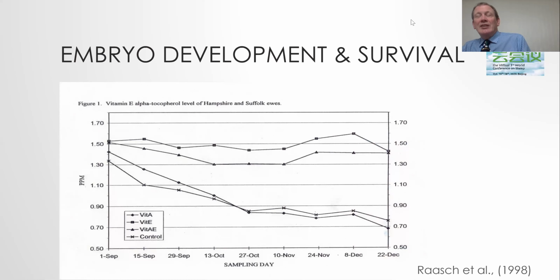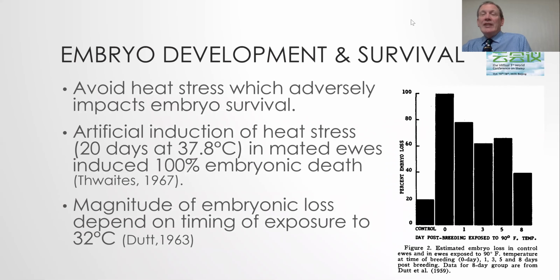And so this is something that we need to be cognizant of: the pastures, the grasslands we may be using as the basis of the forage for mating. Do they have adequate vitamin E content? Now, heat stress is something that is very much known to adversely impact embryo survival. And this is something we've known for decades, in fact.